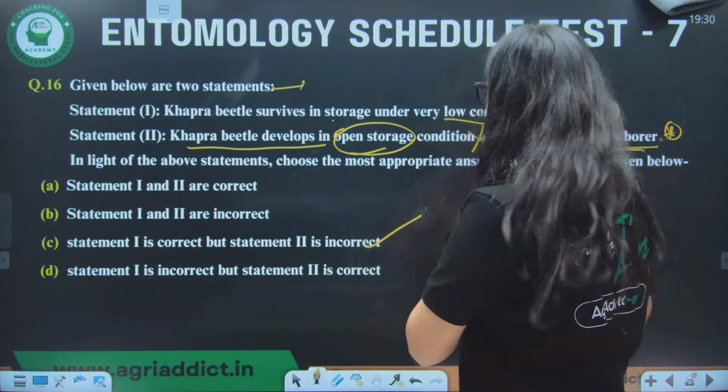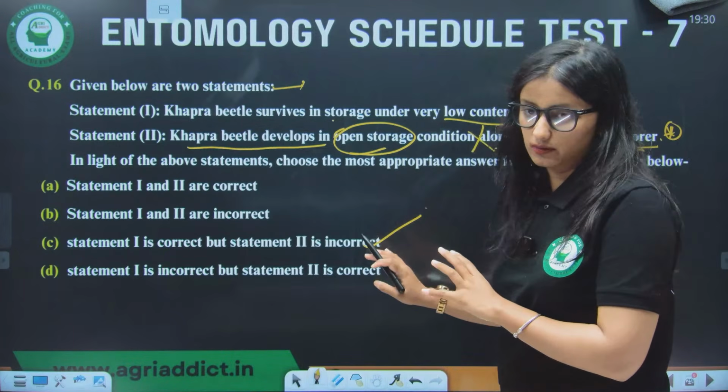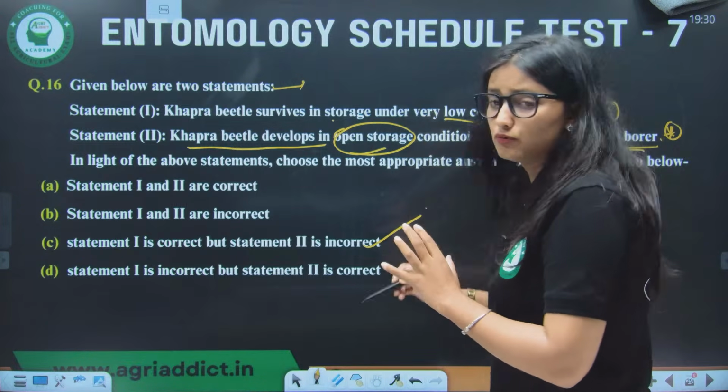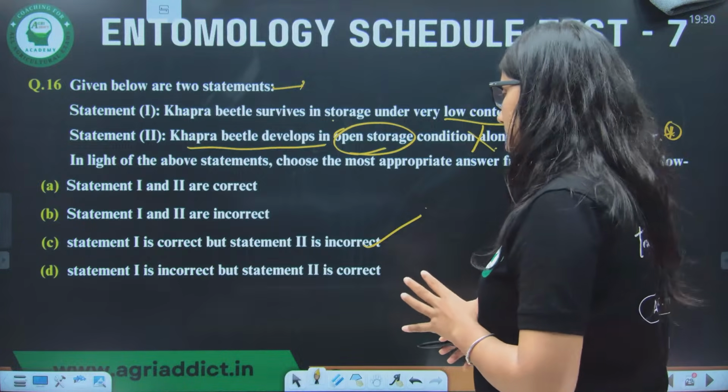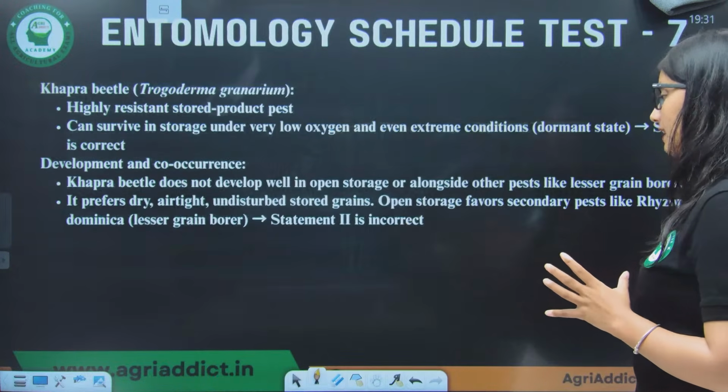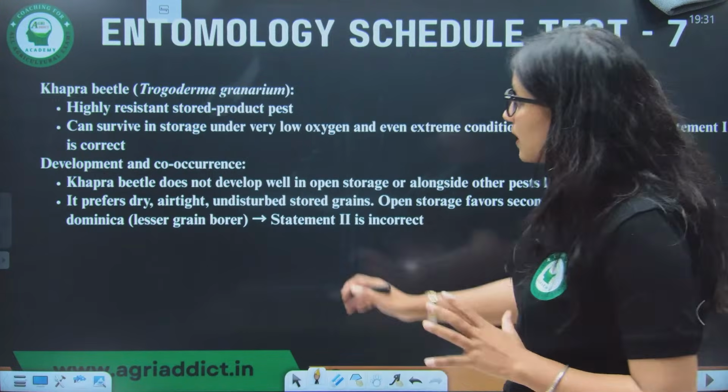It develops in the open storage condition. But Khapra beetle requires what? Closed condition to develop. Very good. C is the correct answer. Statement 1 is correct, but statement 2 is incorrect. So I have written here also.